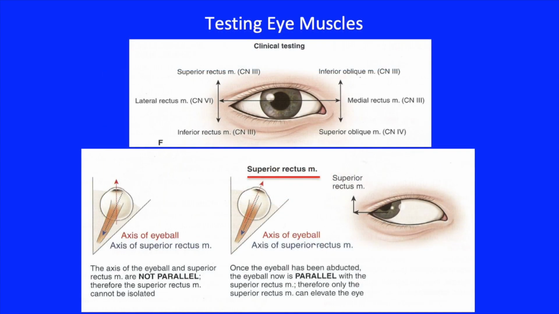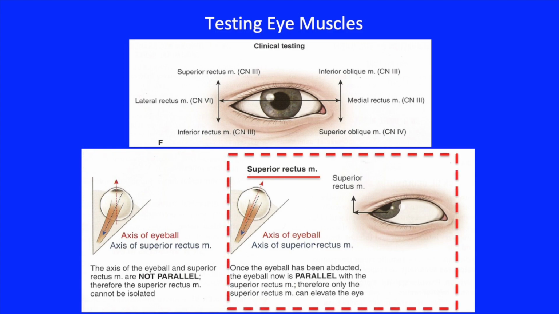The explanation is in this set of drawings on the bottom panel. Look at the axis of the superior rectus muscle. The axis of the eyeball and superior rectus muscle are not parallel. Therefore, the superior rectus muscle cannot be isolated. However, once the eyeball has been abducted, the eyeball now is parallel with the superior rectus muscle. Therefore, only the superior rectus muscle can elevate the eye.